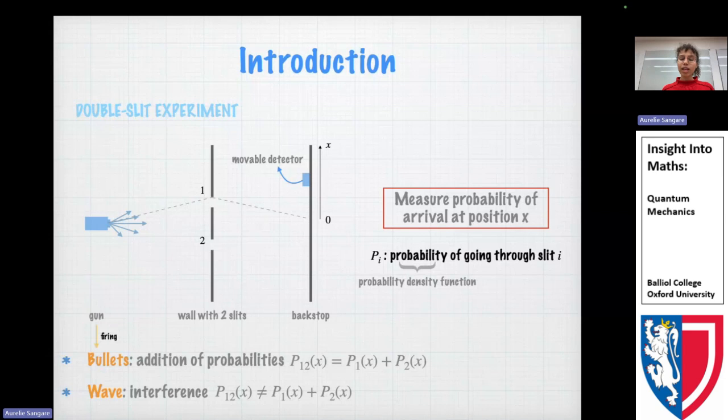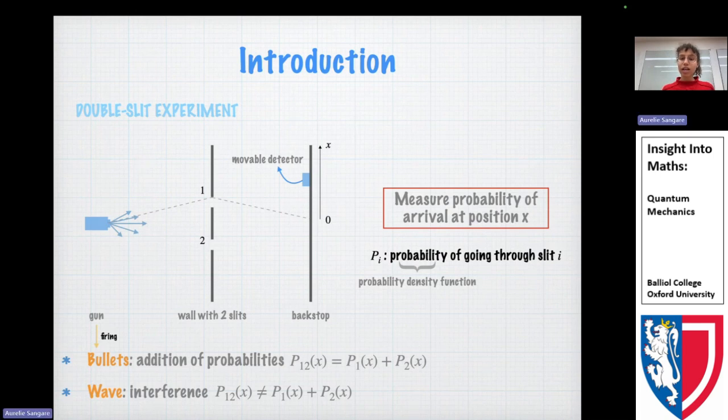And so to really hopefully make you understand what a probability density function is, Pi is a function. It is a function which depends on the position x. So Pi is the probability density function of going through slit i, and it depends on the position x. Why? Because the probability of having gone through slit i might be different depending on if you consider x equal to 0, or x equal to plus infinity or minus infinity.